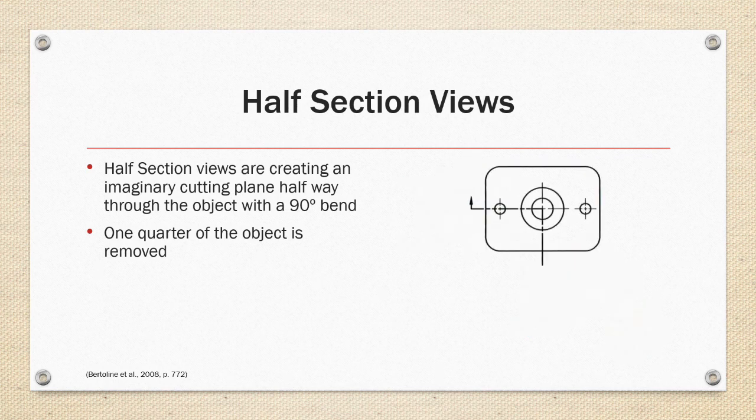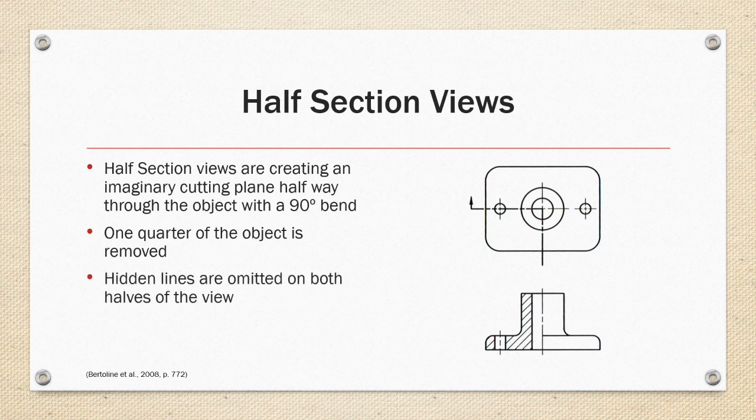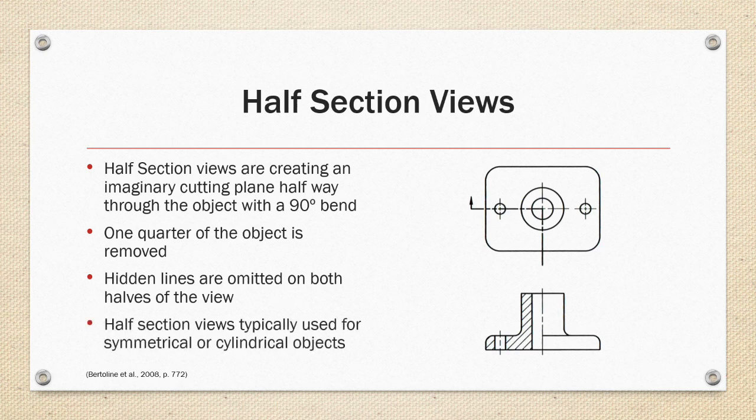The cutting plane will have one line on center line and only one arrow denoting the viewing direction, like the example on the right. This section would be designated with a single letter. The section view would appear as shown on the right, and hidden lines are omitted on both halves of the view unless they are needed for clarity. Half section views are typically used to depict symmetrical and cylindrical objects, like the bracket on the right.